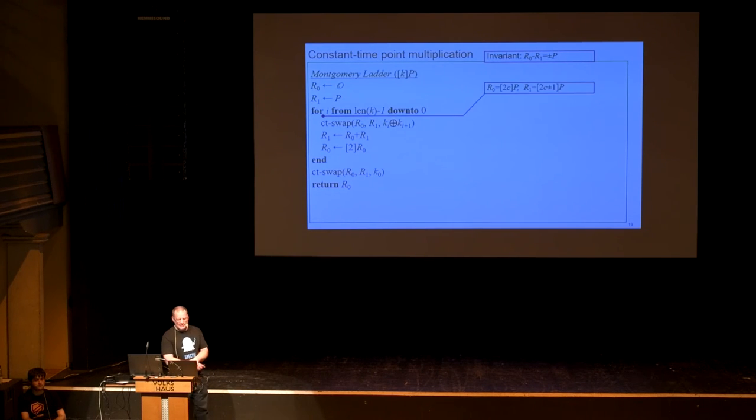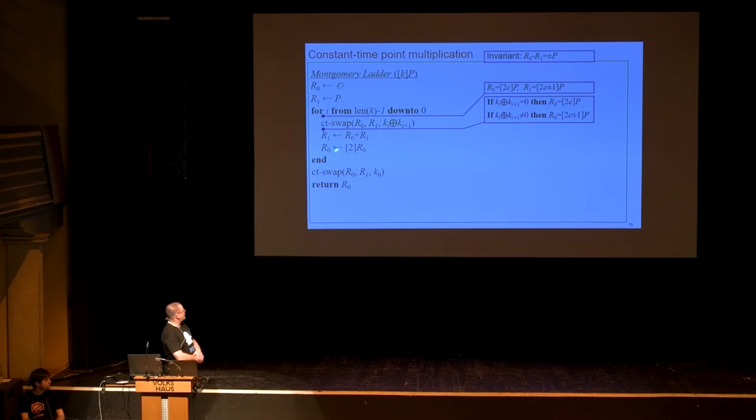Actually, we can see something even more than that. Every time that we hit this point, R0 is an even multiple of P, and by the invariant, R1 will be an odd multiple of P. And the reason for that, again, is that we started with R0 being infinity, which is 0 times P. At this point, if we did not have a transition, R0 will remain an even multiple of P. If we had a transition, it will be an odd multiple of P.